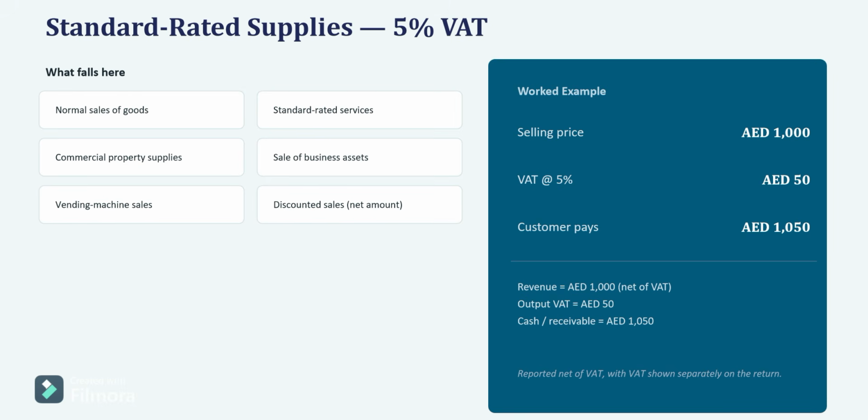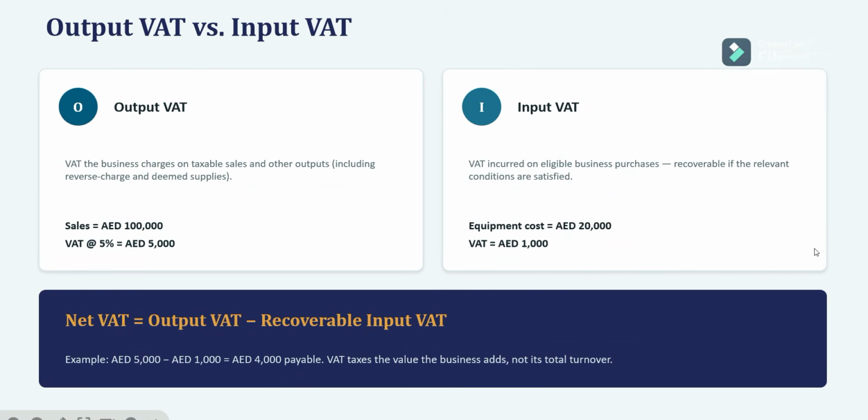Now, standard rated supplies. What falls here? Basically, the normal sale of goods, standard rated services, commercial property supplies, sale of business assets, vending machine sales, discounted sales. Here I want to give you an example. Suppose the selling price is 1000. VAT charged at 5% is 50 dirham. Then the customer will pay 1050 dirham. So that will be the invoice value.